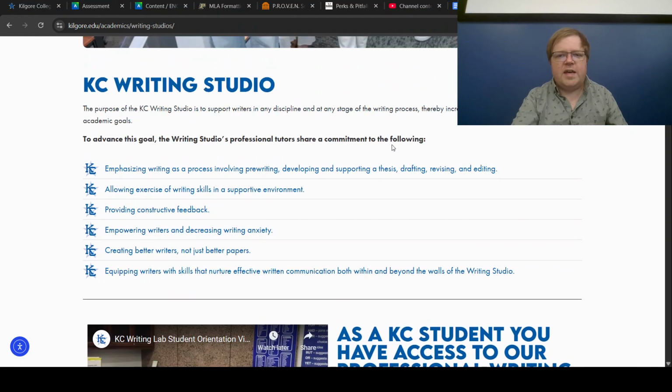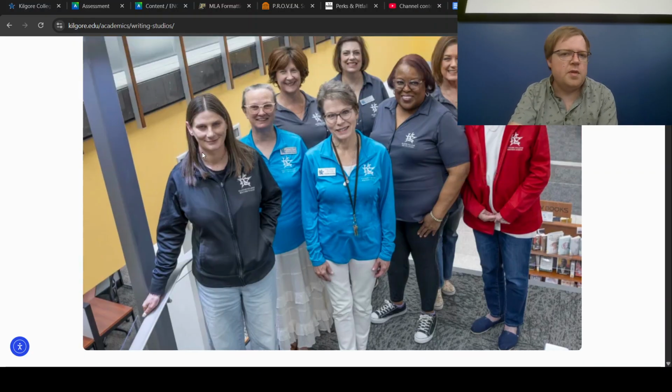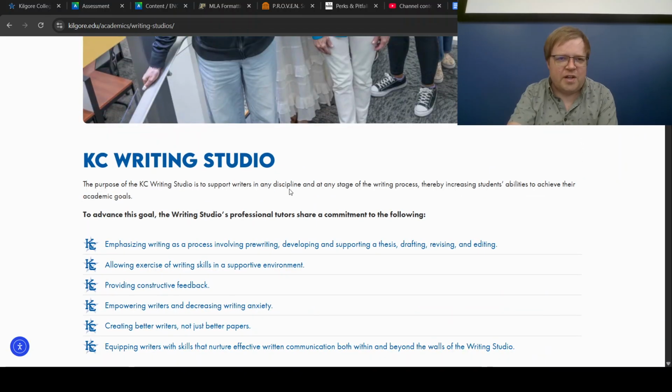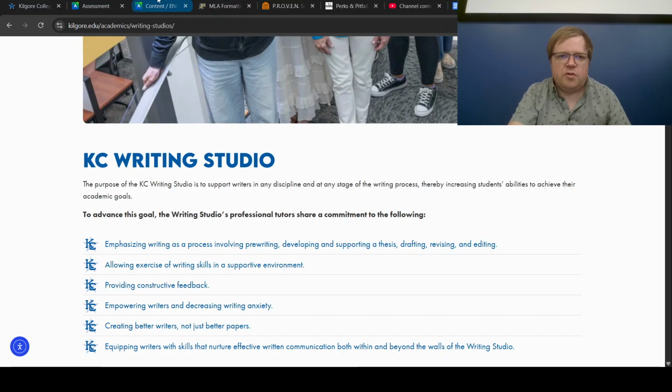They can do a Zoom session. They can talk with you over the phone. They can look at your Google Doc and make notes on it or give you feedback. They can do it entirely through text if you want. But whatever works for you, that's a very good way to get feedback on your writing studio, on your research paper.